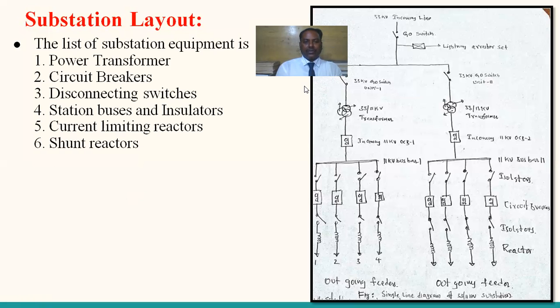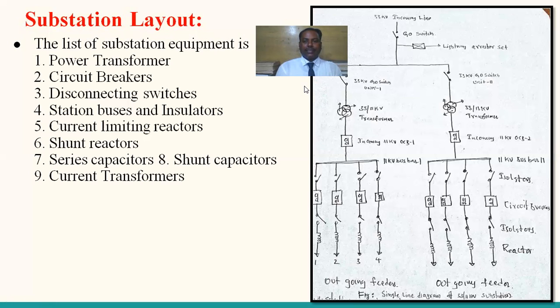Shunt reactors: what is a shunt reactor, and what is the role of shunt reactors? And series capacitors, then shunt capacitors. We already have awareness of series capacitors and shunt capacitors. Series capacitors are used for stabilization of the voltage at the loadings, and shunt capacitors are used for power factor correction. And current transformers, then potential transformers. These are all measuring instruments to measure high voltages as well as high currents.